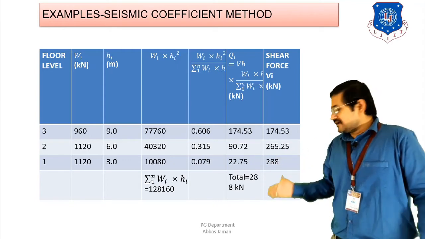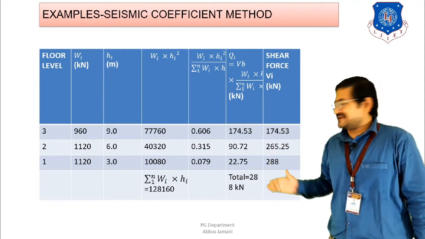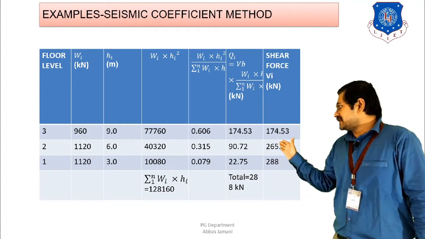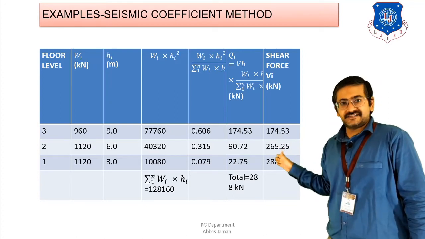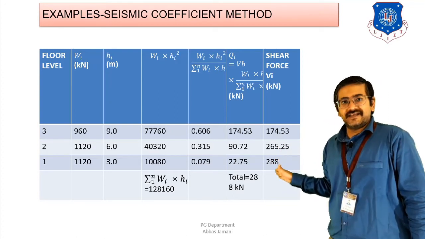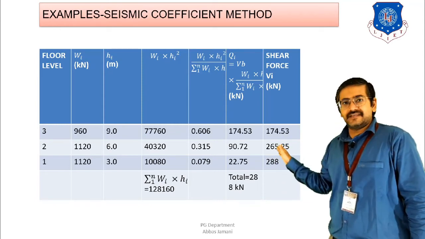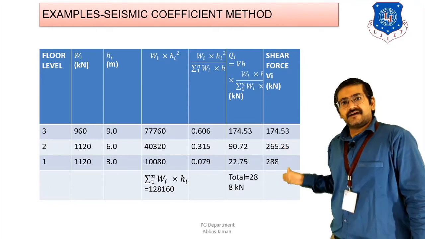So I am calculating from the reverse direction, that is 3, 2, 1: the roof level, first floor level and the ground floor level, right? Then I have the individual values of Wi that we have calculated: for roof 960, for first floor 1120, and for the ground floor also 1120. And we know the heights: the roof level is 9 meters from the ground, the first floor is 6 meters, and the ground floor is 3 meters.